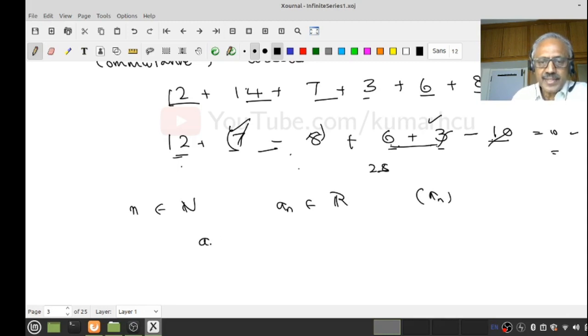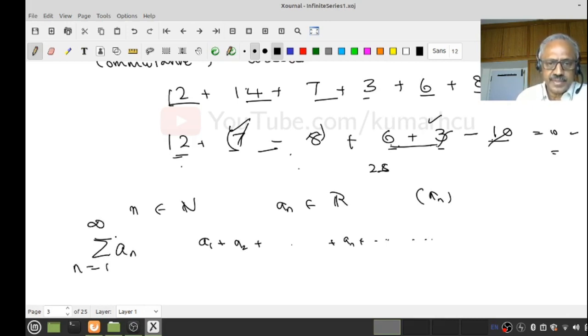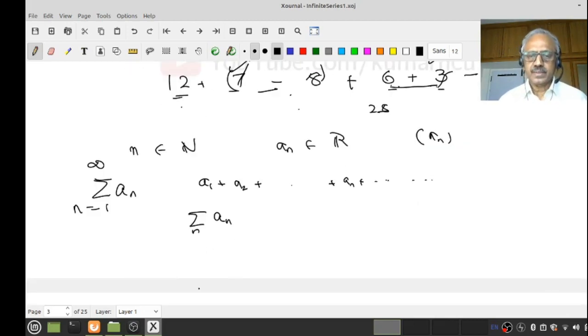Now I want to add them, but remember, I cannot keep writing all these things. This is just a shorthand notation. Sometimes people will write n to infinity, but usually I will write only the summation of a_n over n. That means n in the natural numbers, unless I say n equal to 1 to some 10, like that.